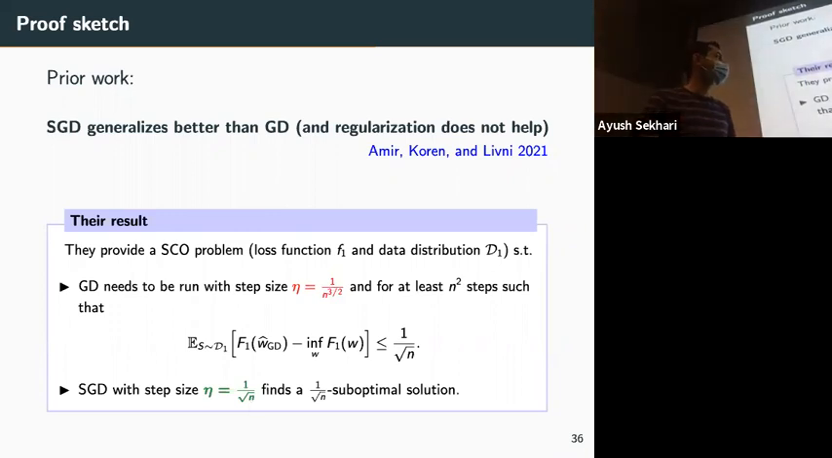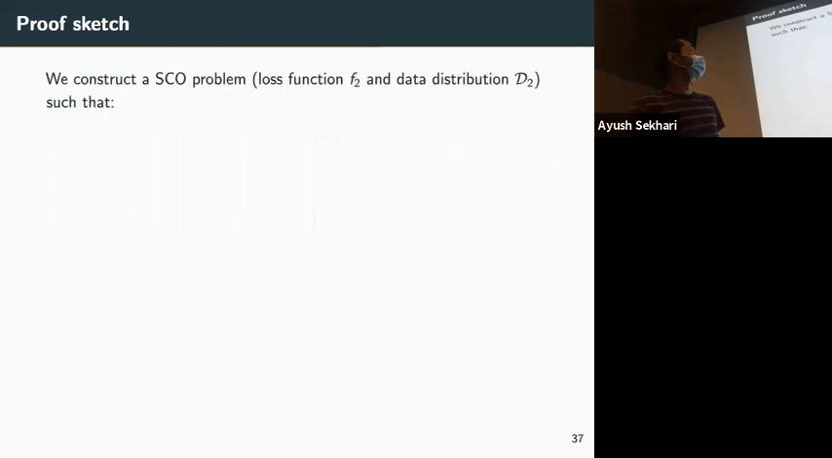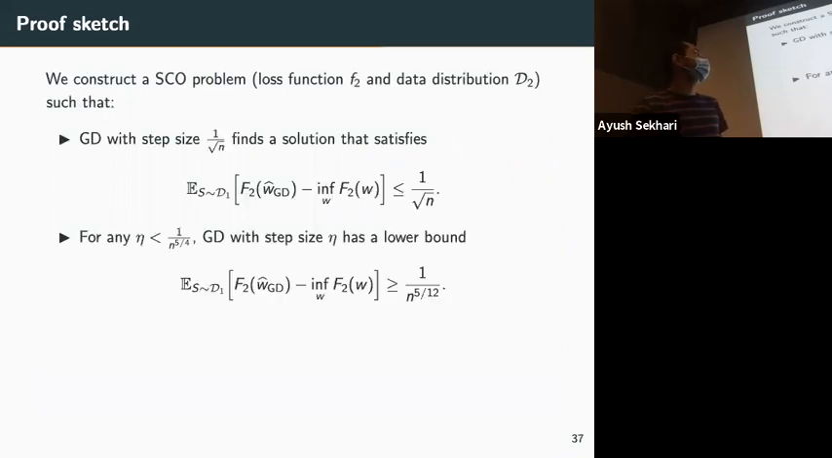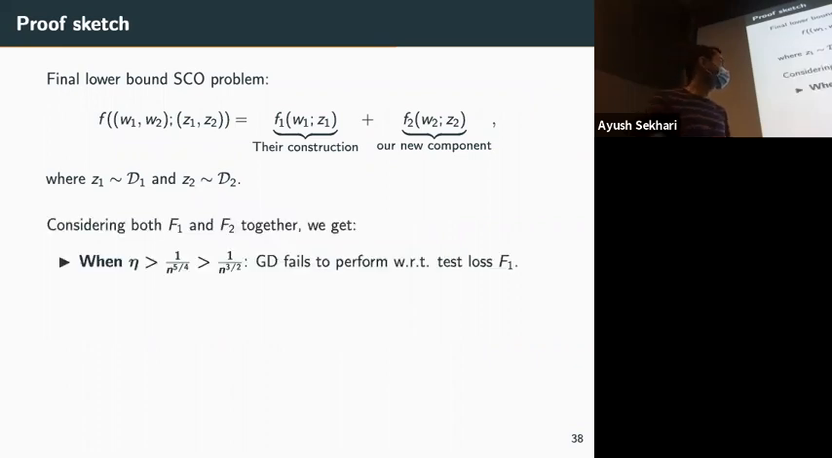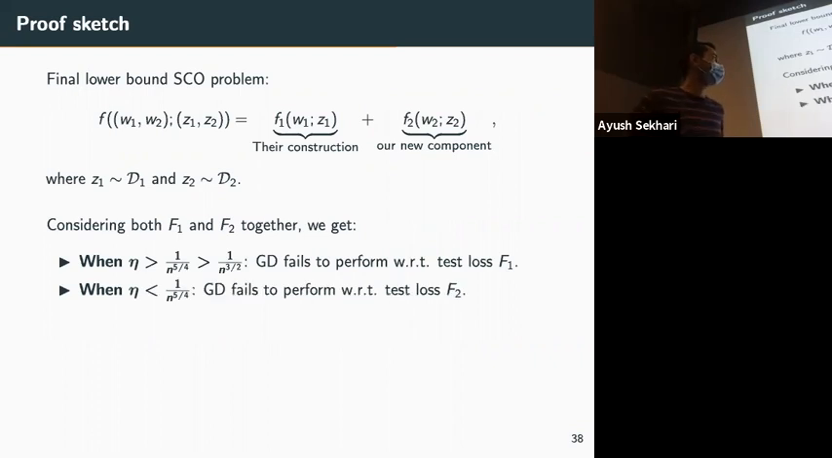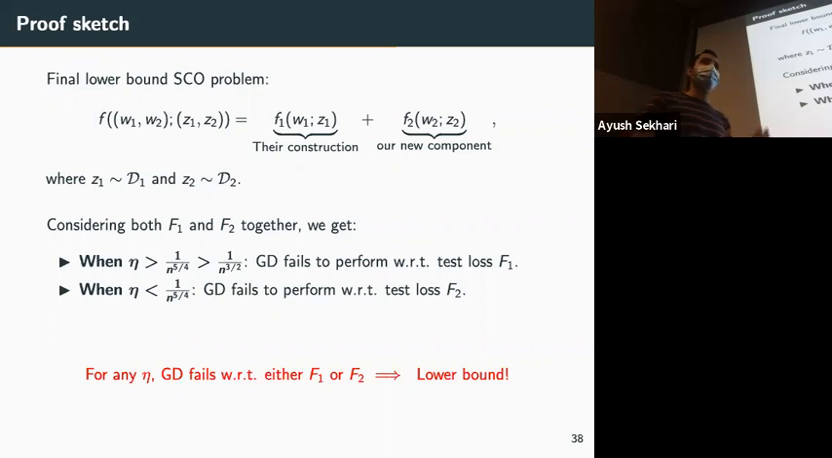And this just sets the stage for how we can show a statistical separation. In particular, we consider another SCO problem where we argue that when you run any algorithm with a small step size, it crashes. So a large step size is fine, but a small step size fails to find the optimal solution. And if you just combine the two constructions, their SCO problem and our SCO problem, you get an SCO problem for which no step size works. In particular, if you consider a large step size, then their problem fails because they require a small step size to match the SGD performance. And if you consider a small step size, then our construction fails, where we explicitly require the step size to be large. And this together suggests that GD fails for all step sizes for this problem.